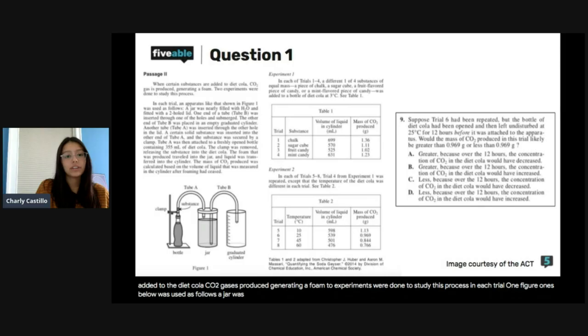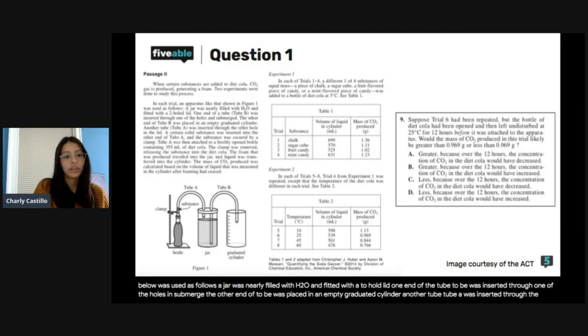A jar was nearly filled with H2O and fitted with a 2-holed lid. One end of tube B was inserted through one of the holes and submerged. The other end of tube B was placed in an empty graduated cylinder. Another tube, A, was inserted through the other hole in the lid.